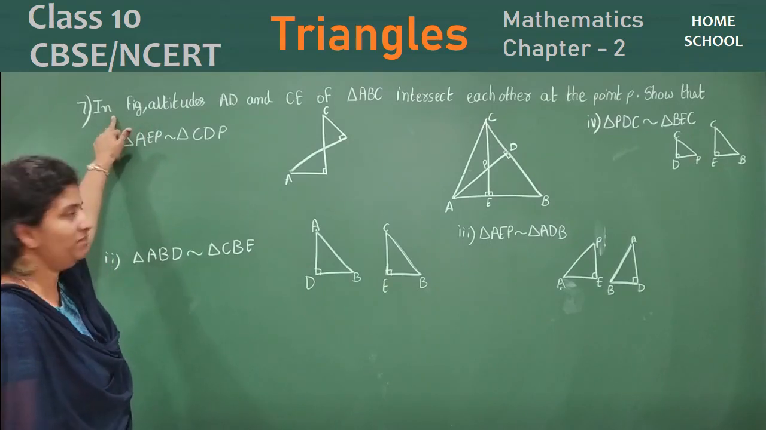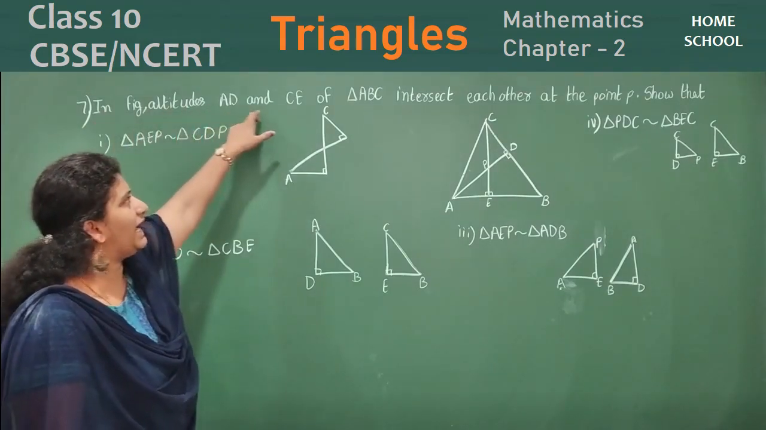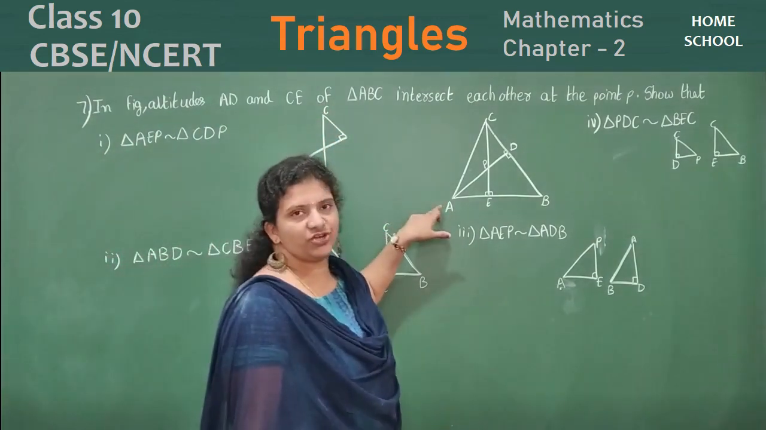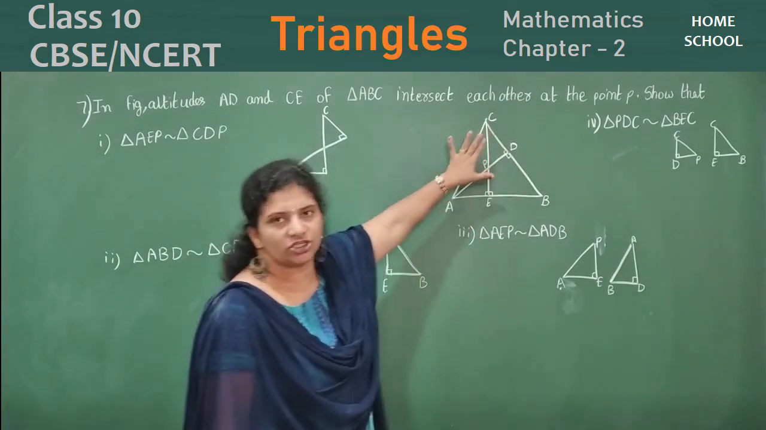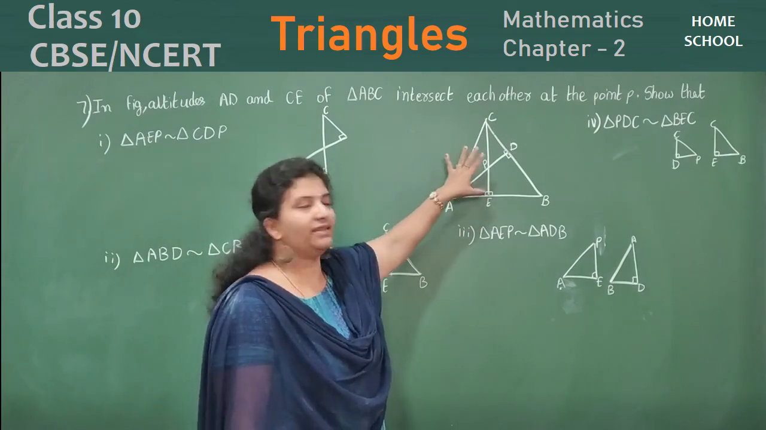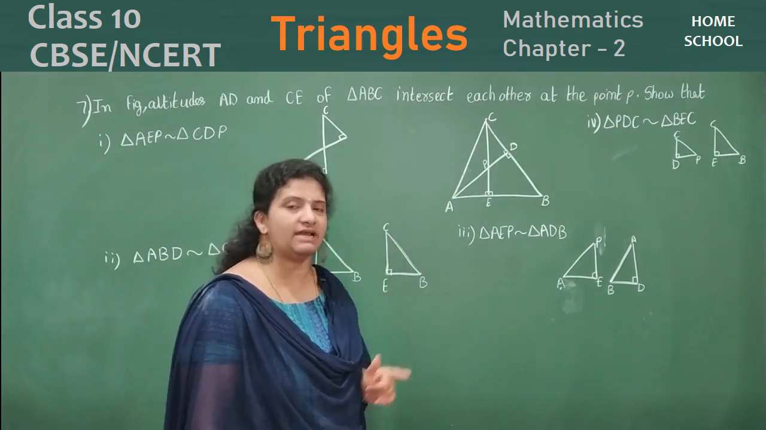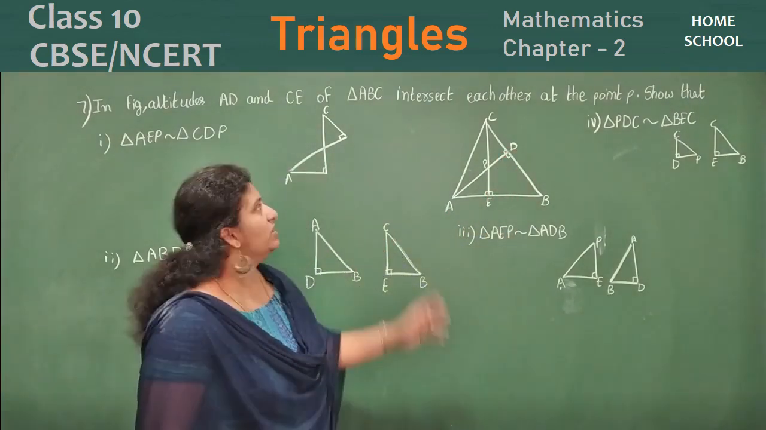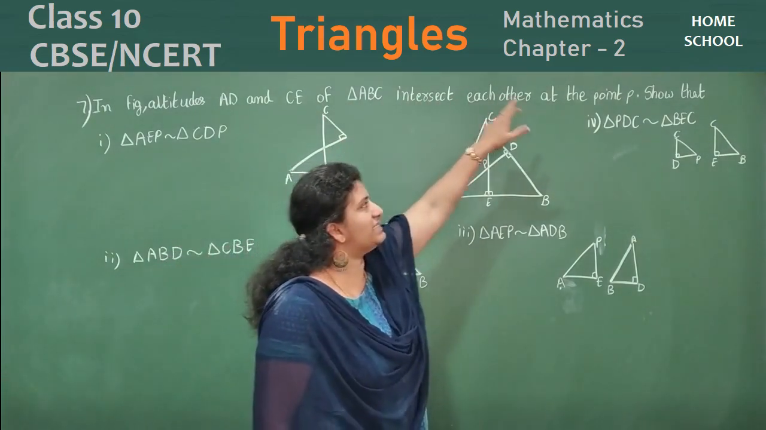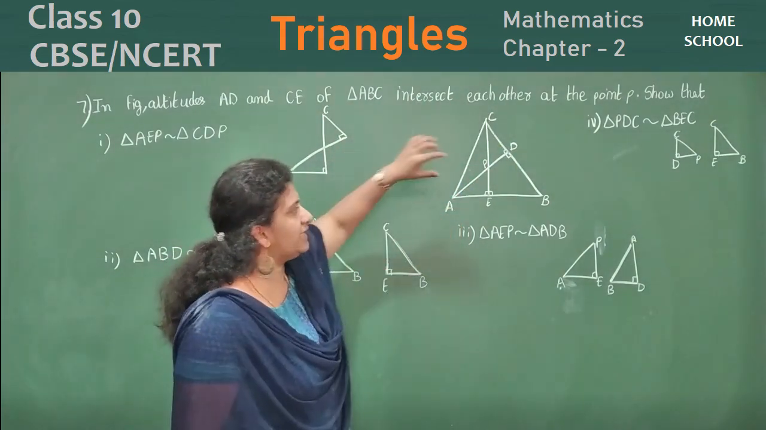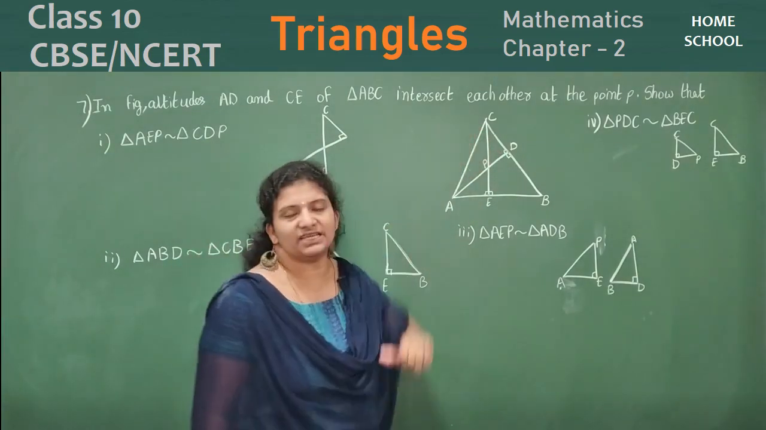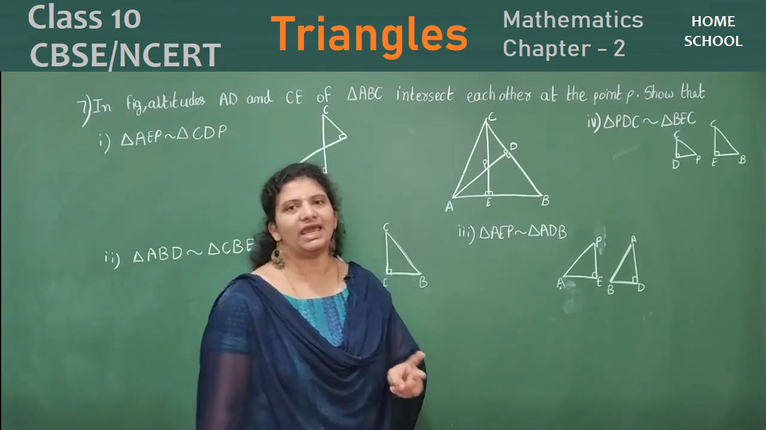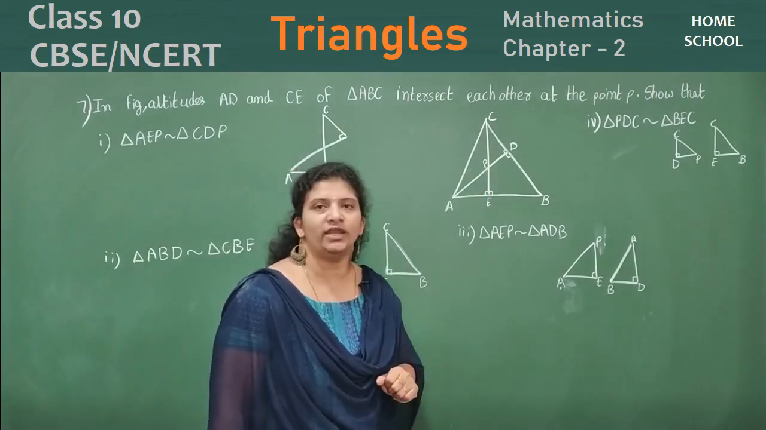Let's see the seventh problem. In figure, altitudes AD and CE of triangle ABC. This is your original figure which was given in your textbook, and they have given here altitude. Altitude makes 90 degrees, so I have drawn here 90, that means it is perpendicular, right? So now the two altitudes AD and CE are intersecting each other at the point P on triangle ABC.